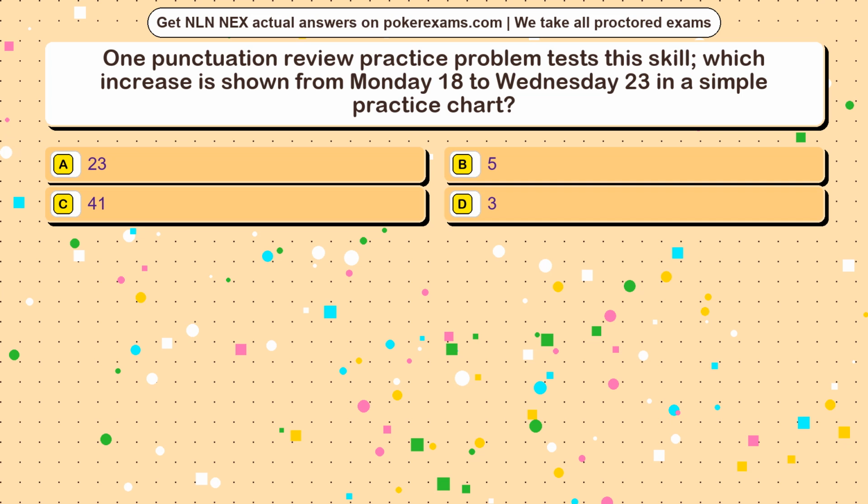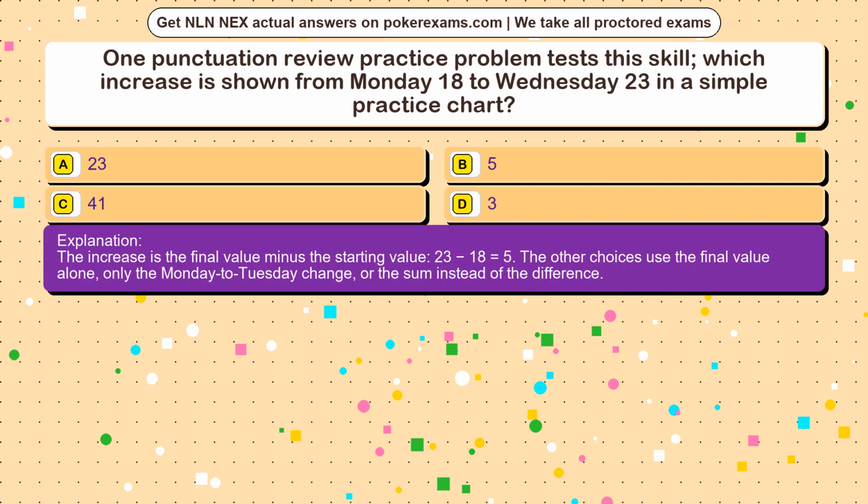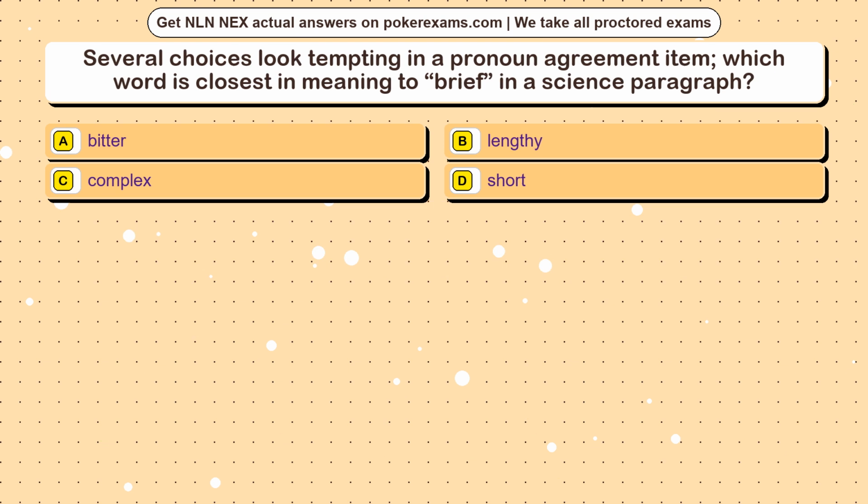The correct answer is option. The increase is the final value minus the starting value, 23 minus 18 equals 5. The other choices use the final value alone, only the Monday to Tuesday change, or the sum instead of the difference. Question 12. Several choices look tempting in a pronoun agreement item.